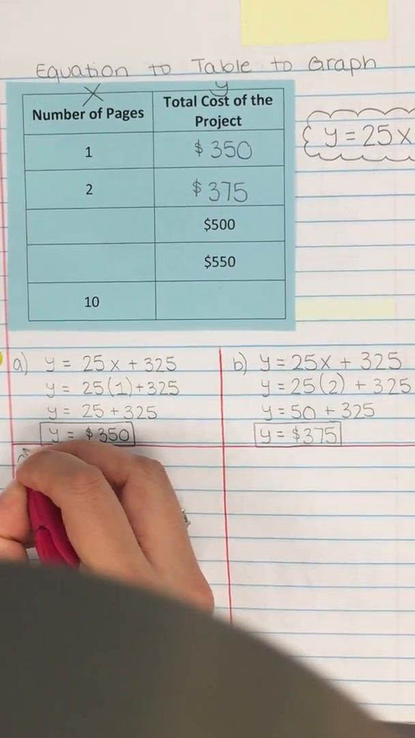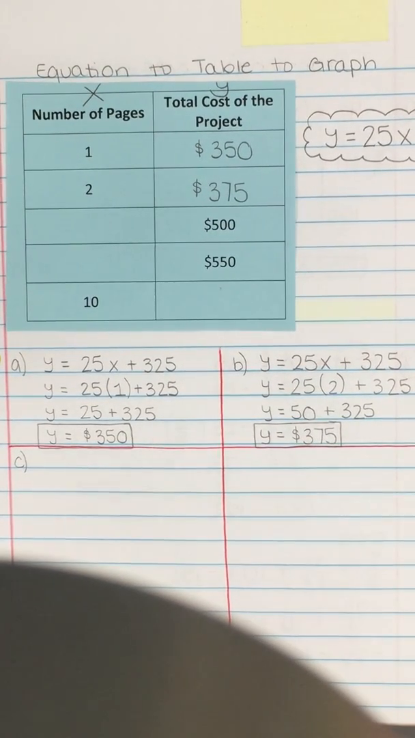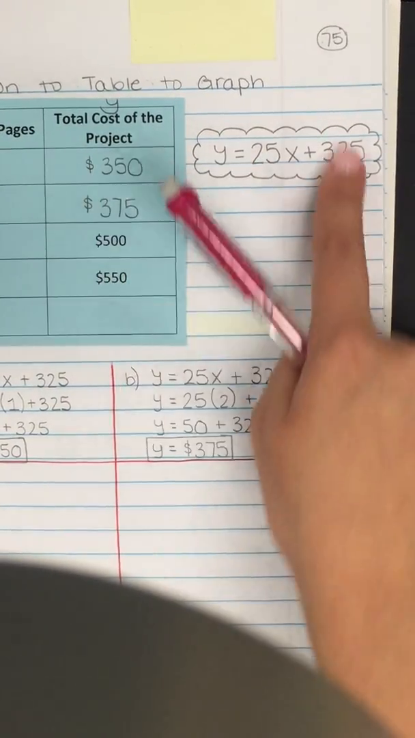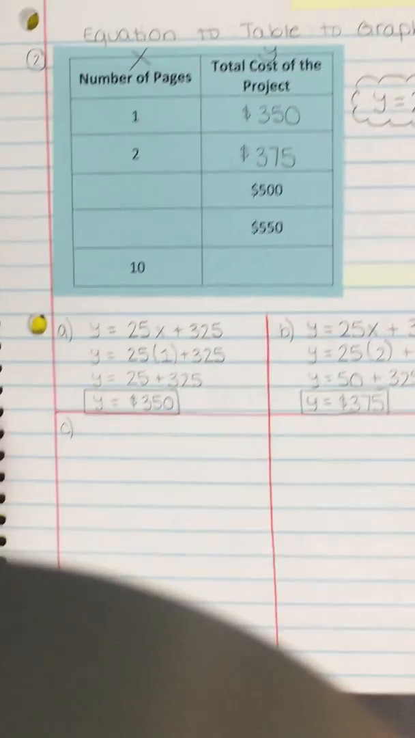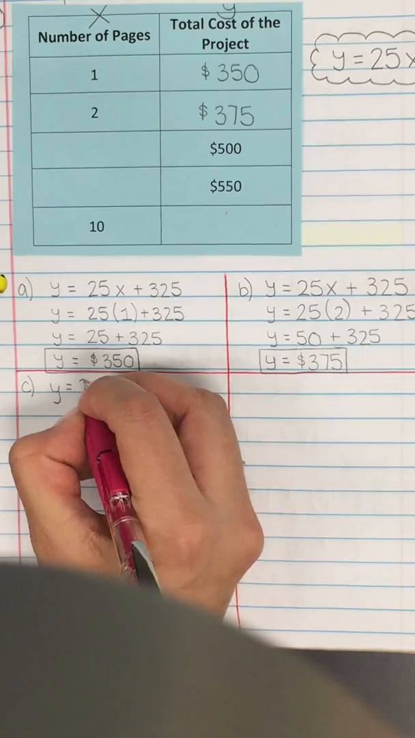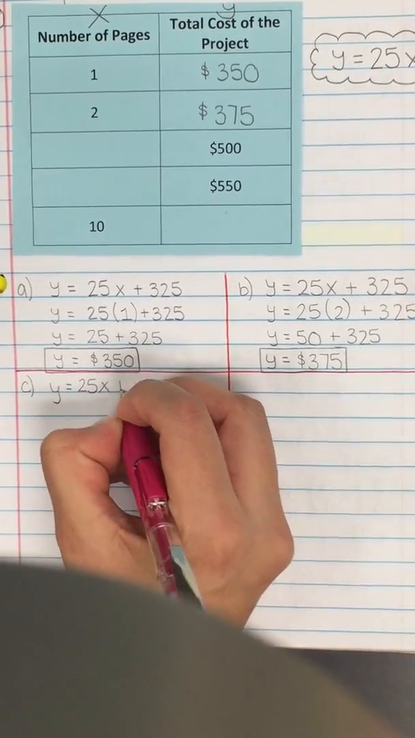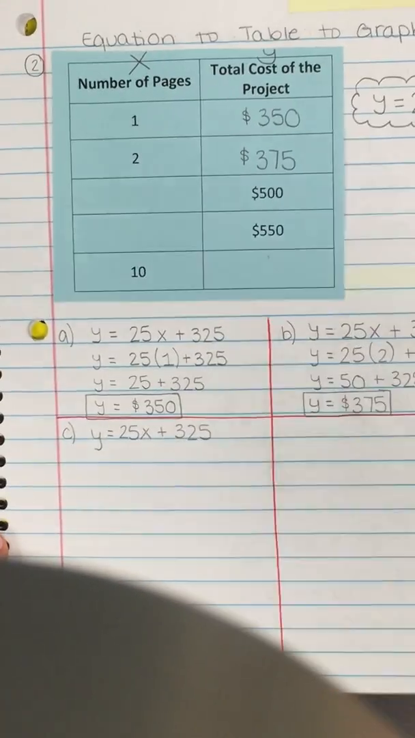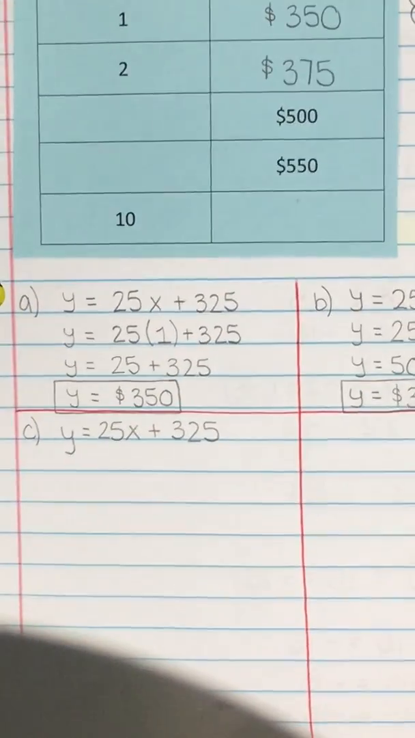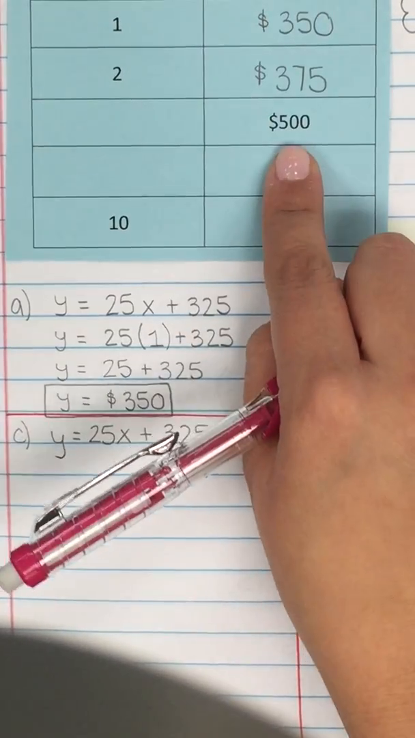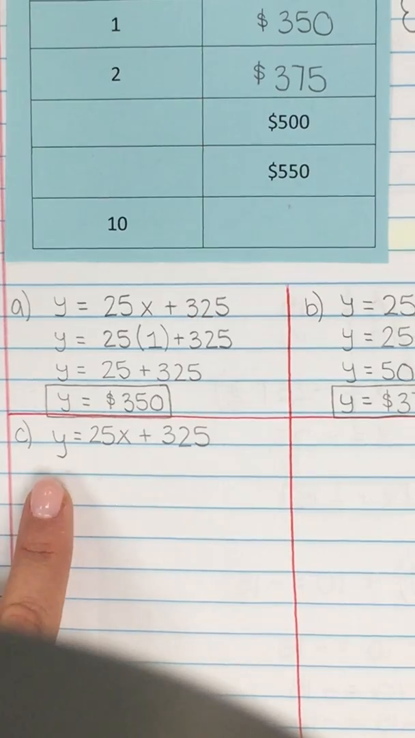Here we go. This is part C. Again, what do we start with every single time? This equation. Every single time you start with the same equation. So write that down. And as I mentioned before, 500 is not an X. 500 is the Y value, so I'm going to substitute it for Y.